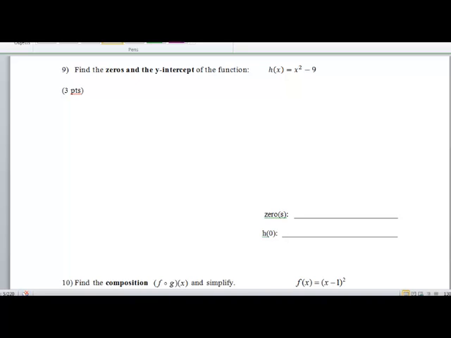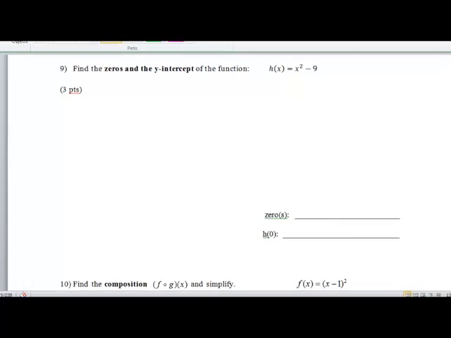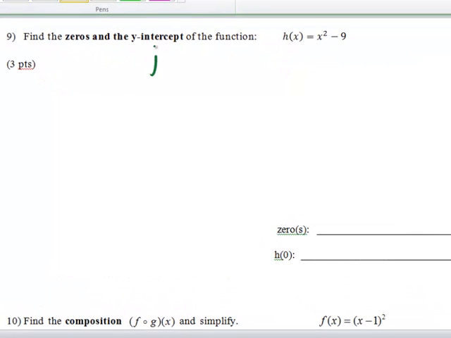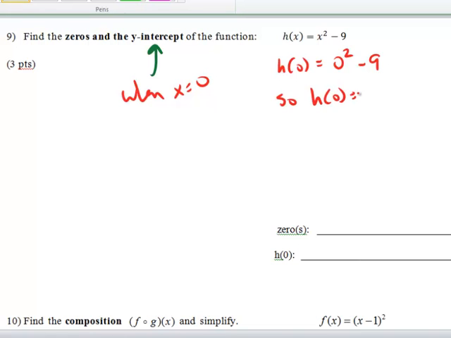Question 9 is the second problem where you have to find the zeros and the y-intercept of the function. So you'll have 2 of these on the test as well. And again, I'm going to work backwards. So I'm going to look for the y-intercept first, because I know that I can find that when x equals 0. If I plug 0 in, it's 0 squared minus 9, so my y-intercept is negative 9. There's the first part of my answer, and I write it in.